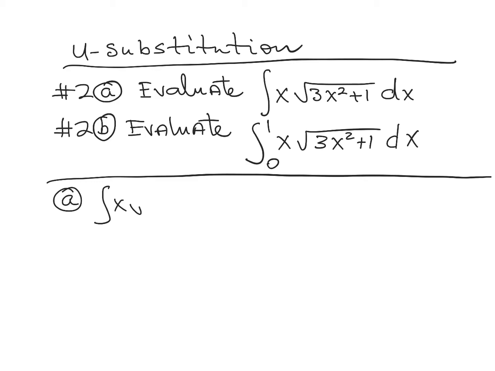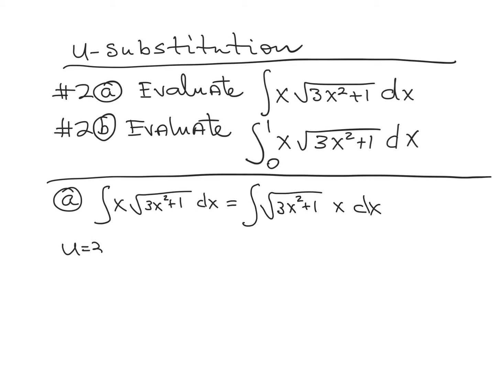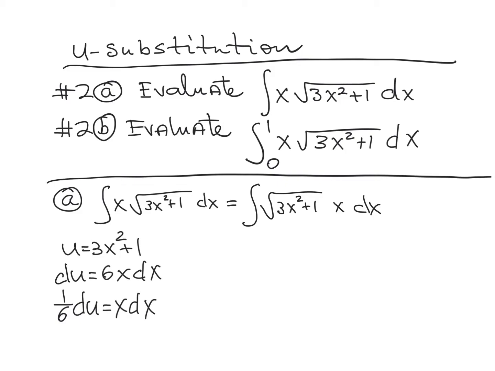So the integral of x times the square root of 3x squared plus 1. First, we want to rewrite this in a slightly different way. We'll put the square root first: square root of 3x squared plus 1, and then times x dx. Remember, the rule for u-substitution is to let u equal whatever the expression is inside the parentheses or a radical. So in this case, u is equal to 3x squared plus 1. The differential du is 6x dx, so 1/6 du is x dx.